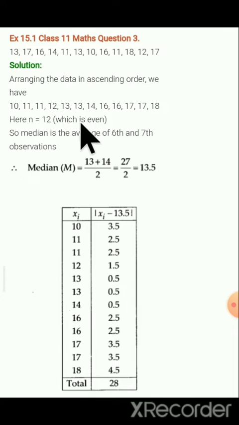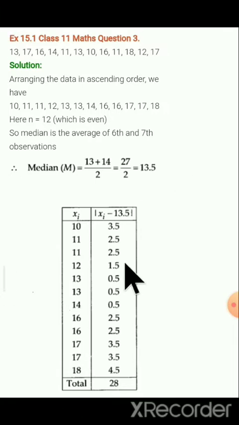So which is even. So to find out the value of median, if the number of observations are even, then we have to consider the two values, that is n by 2 th and n by 2 plus 1 th observations, that is 6th and 7th observations. So count here values, first, second, third, fourth, 5th, 6th and 7th, that is 13 plus 14 divided by 2. So that equal to 13.5. So by taking capital M equal to 13.5, find out the value of xi minus capital M.